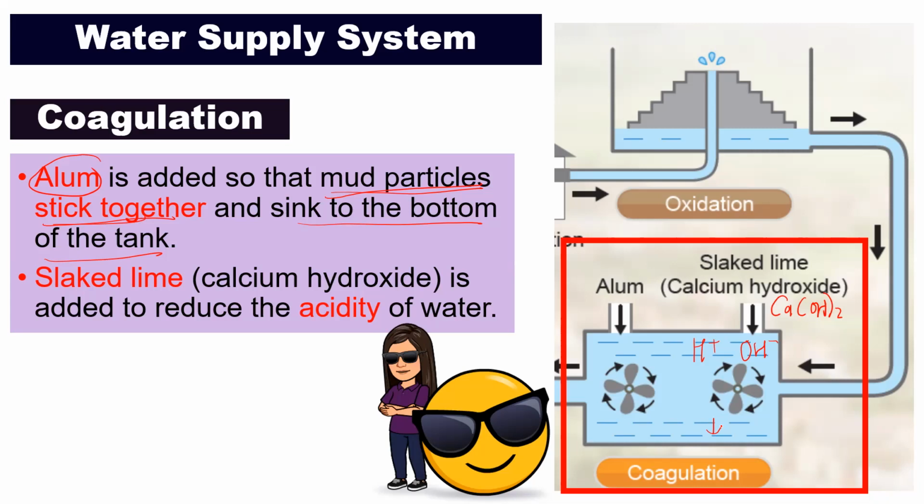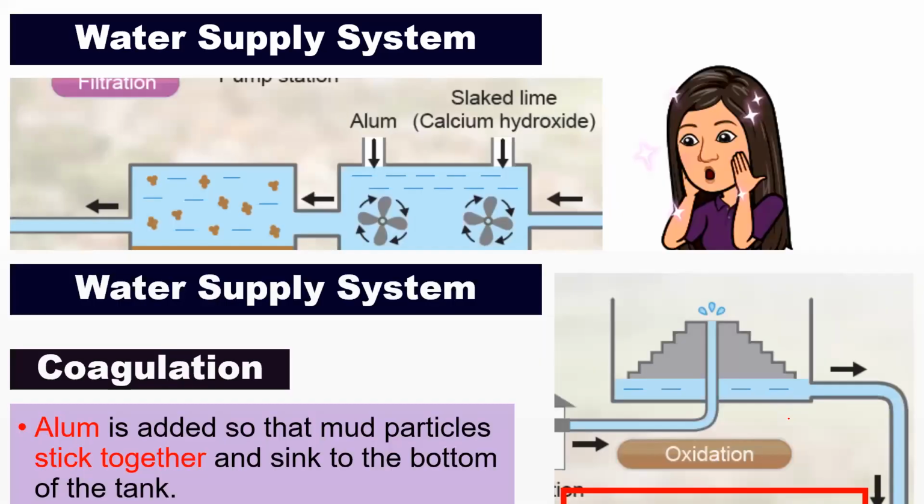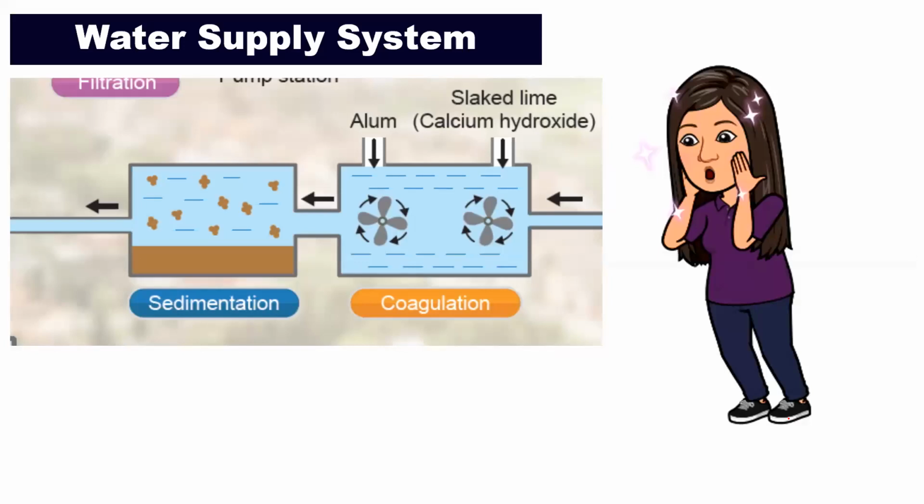So two things are happening here. Any mud particles will sink out, and also teacher adds calcium hydroxide to reduce the acidity. So when you drink the water, you don't have a high acidity level. All this is happening as the water goes through the whole water supply system. So this is what you see here from your coagulation just now.